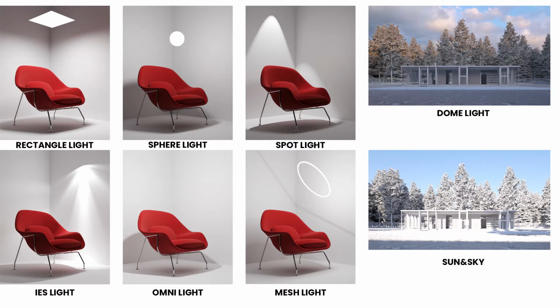Let's get started and see what kind of lights we can make. First, we have these rectangle lights that can help us simulate soft boxes. We also have spherical lights, spotlights, IES lights for simulating interesting light profiles, and the mesh light.